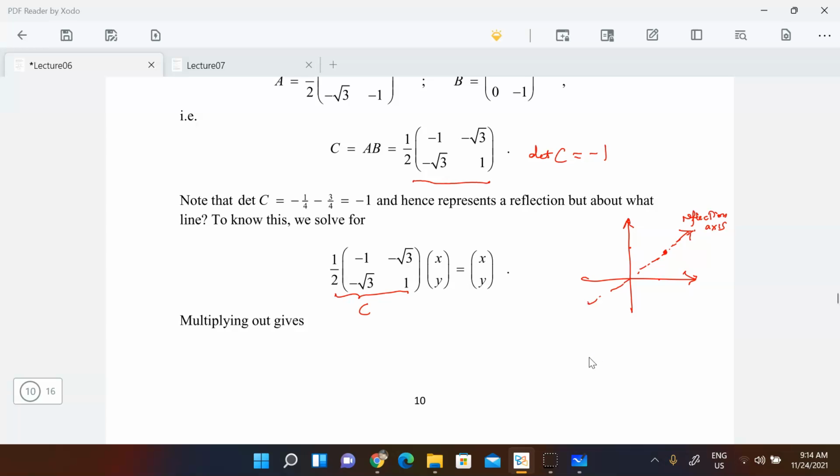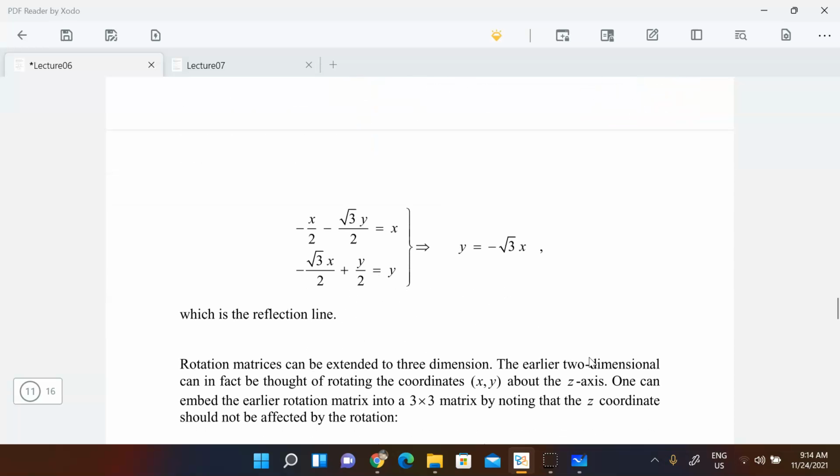One multiplies this out and tries to solve the equation. You get essentially two equations: a 2 by 2 matrix times a 2 by 1 matrix gives you a 2 by 1 result, and these two equations are just the same equation, which gives you the equation y equals minus root 3 x. So one could plot this out and see what happens with reflection about this line.